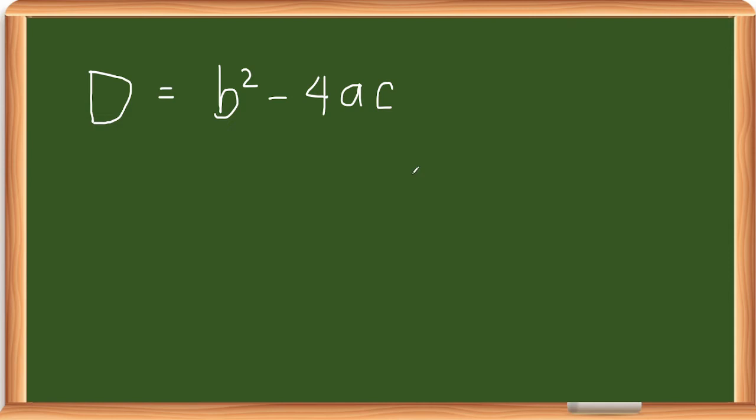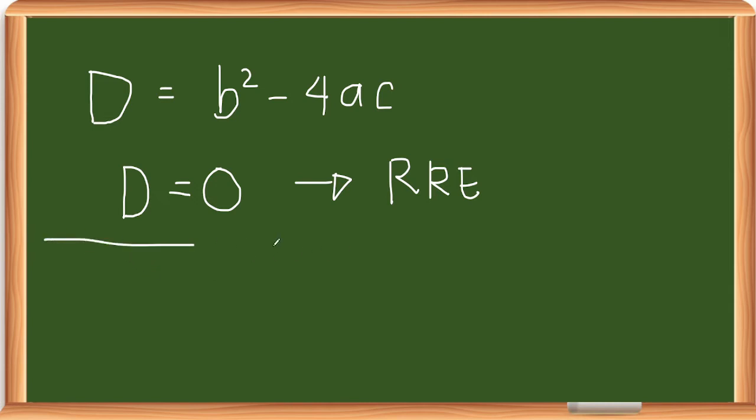Kapag ang D mo is equal to 0 or the discriminant is equal to 0, then the nature of the roots is real, rational, and equal. Kasi yung x sub 1 mo and x sub 2 mo is equal. It means yung solution mo are equal. So, iisa lang yung magiging solution mo.